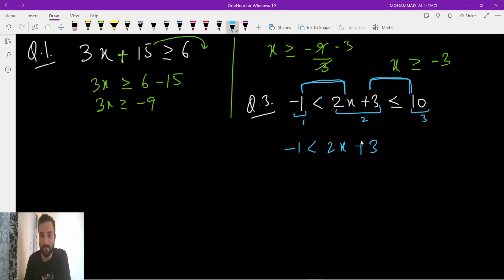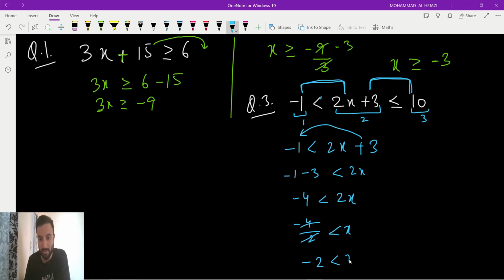For finding the x, we don't want plus 3, we will send that to the other side, it will become minus 3. Minus 1 minus 3 less than 2x. So it will become minus 4 less than 2x. We have to find the value of x, so we'll send the 2 to that side, it will become divide. Minus 4 divided by 2 is less than x. So it will become minus 2. So minus 2 is less than x.